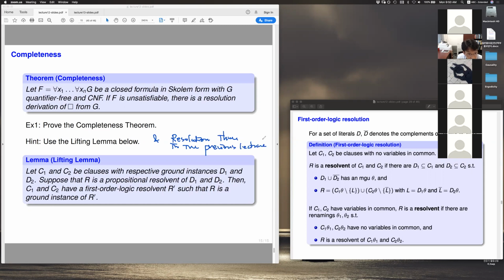Which says that using the first, do the grounding and apply the resolution, you can derive all the contradictions. So that's what our resolution theorem tells us in the previous lecture. Then try to use this lifting lemma and resolution theorem to prove this completeness. And if you manage to do this in less than 5 minutes, then you can also think about the next question, which is how to prove this lifting lemma.